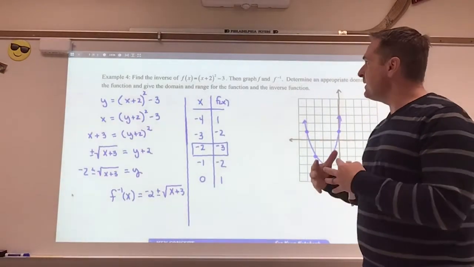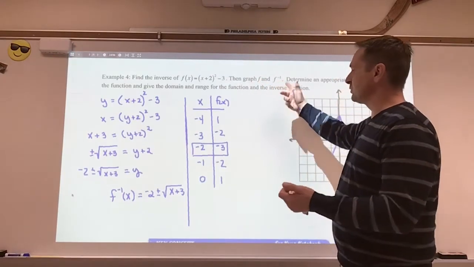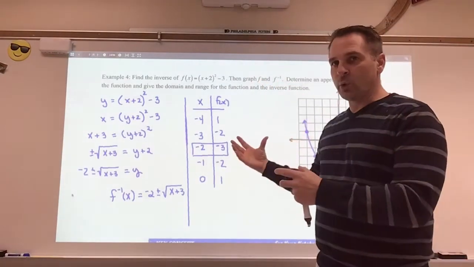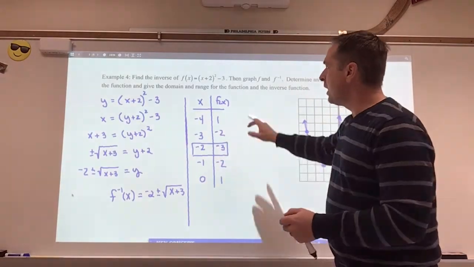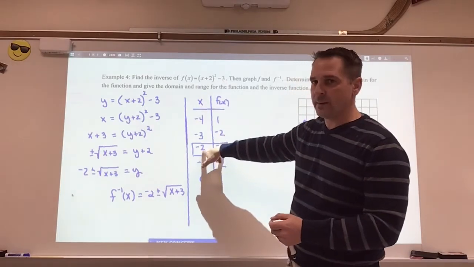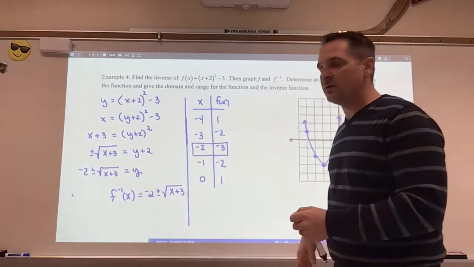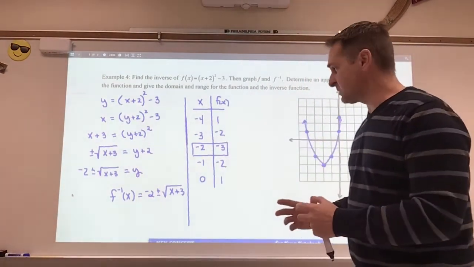Okay, now for the next part of this, it says graph the function and the inverse function. So I went ahead real quickly and plugged in some values, made a t-chart. I noticed I was in vertex form, so I started with my vertex and I built on the left side and the right side of the axis of symmetry. We're going to discuss this more in depth in class.